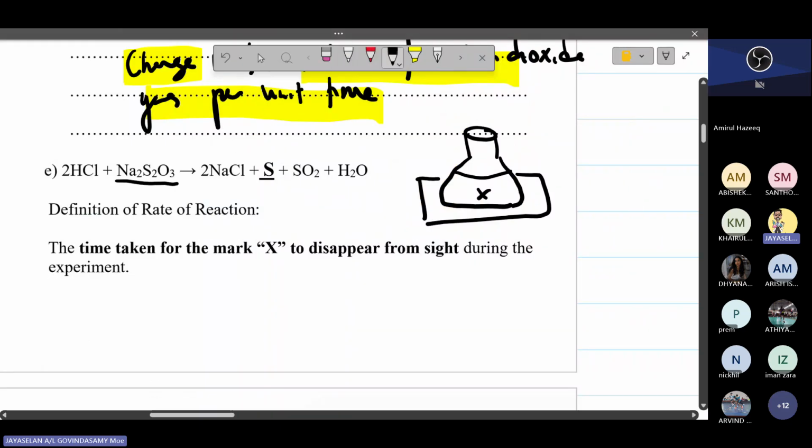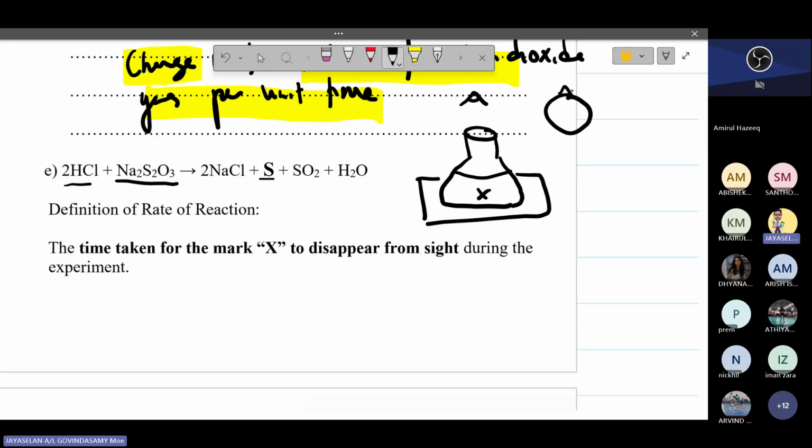They use this one. They give a conical flask, and in the middle they put an X mark. For this experiment, they take sodium thiosulfate, which reacts with hydrochloric acid. You have to observe the conical flask vertically. Here you put a stopwatch and take the time. The definition for the rate of reaction is the time taken for the X mark on the paper to disappear from sight during the experiment. You don't need all the other words. Just write down the time taken for the mark X to disappear from sight. This year SPM, this is highly targeted.